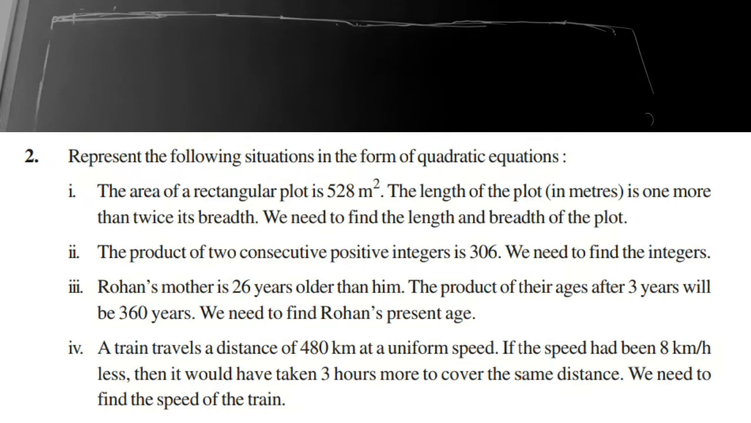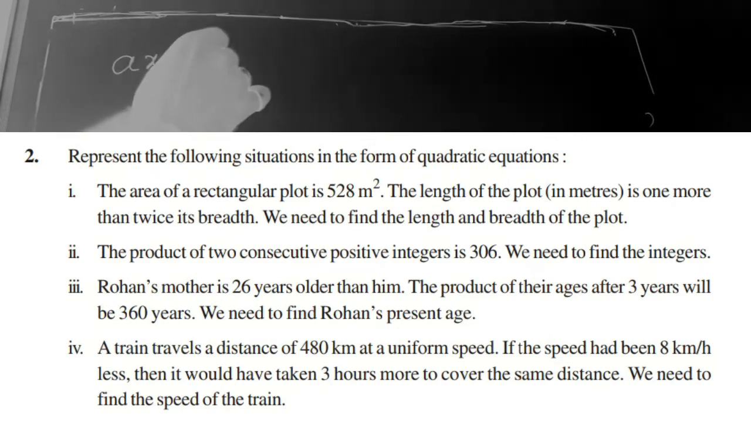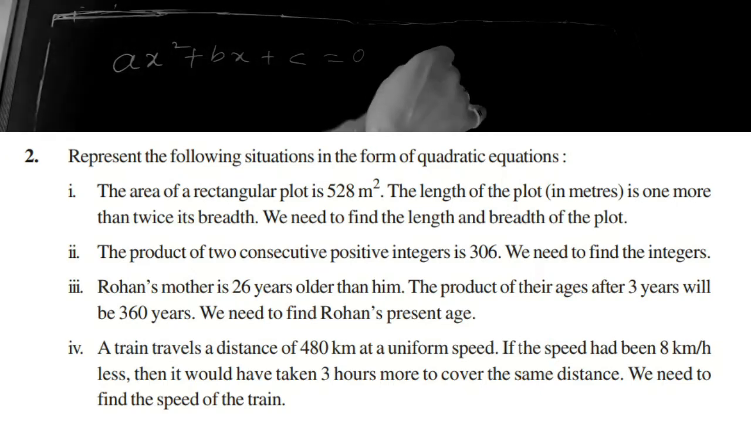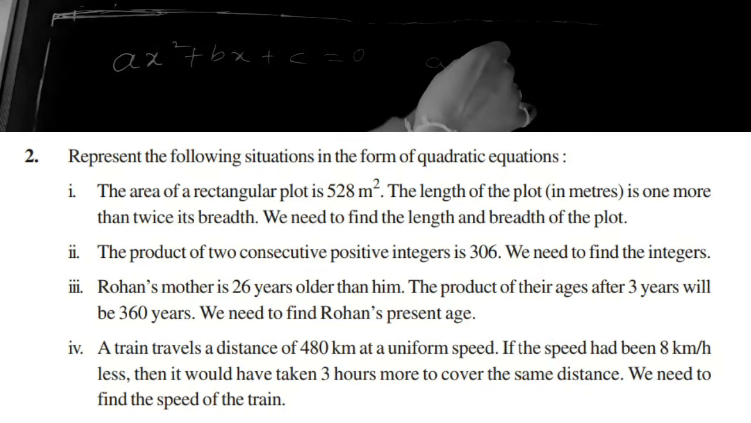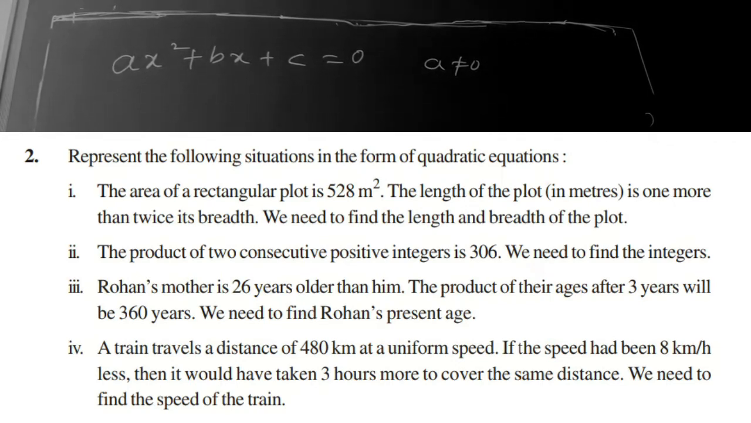So the general form of a quadratic equation is nothing but ax square plus bx plus c equal to 0, where a should not be equal to 0. If a is 0, it is not a quadratic equation. Other than that, it is a quadratic equation. So a should not be 0.